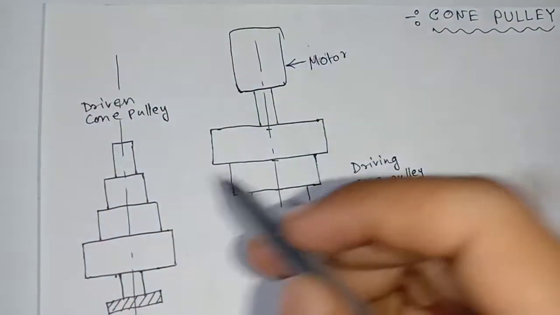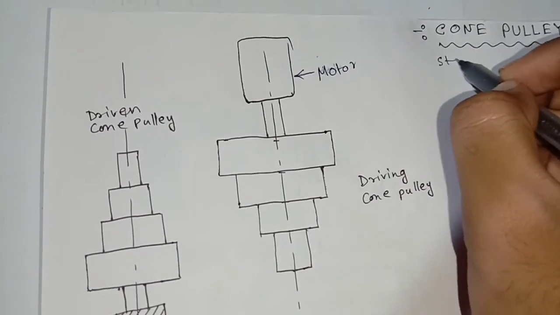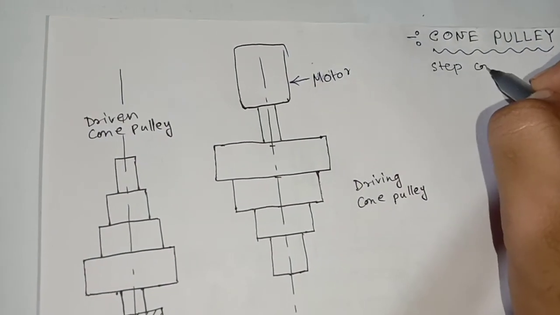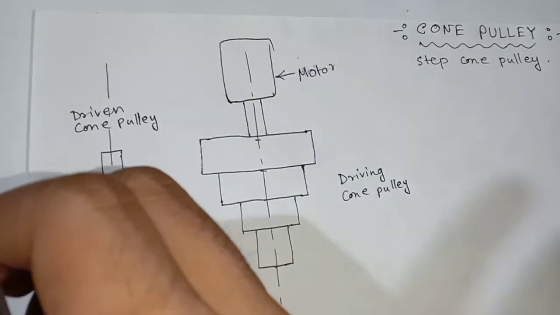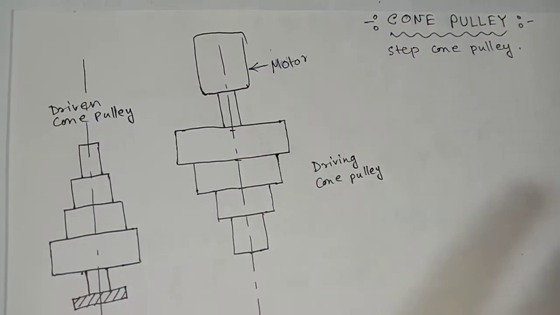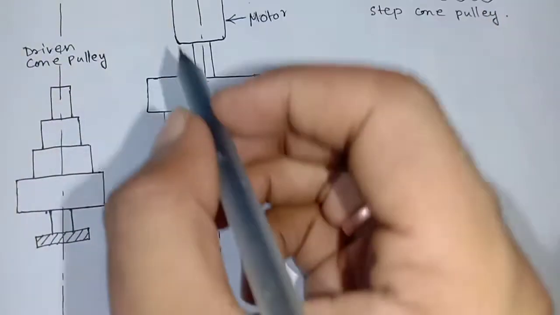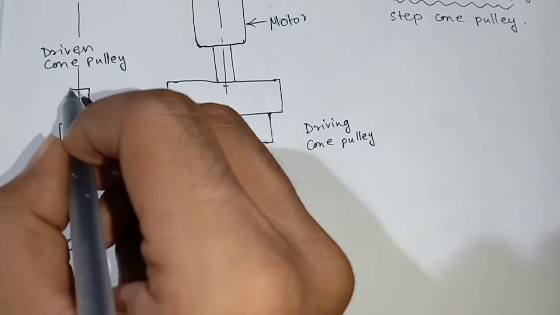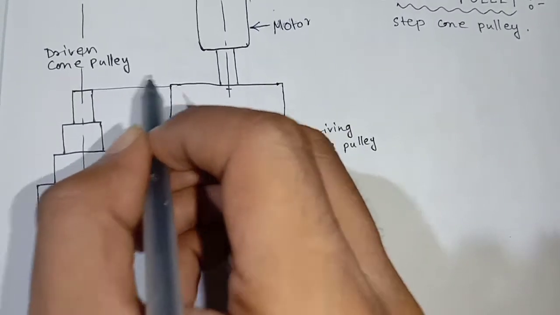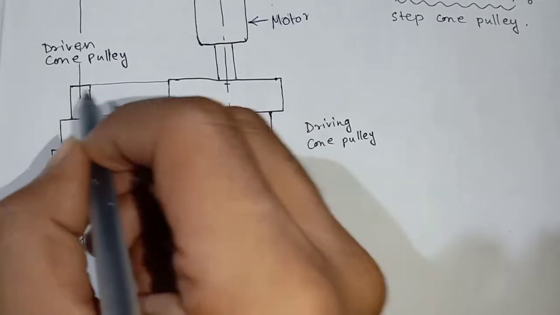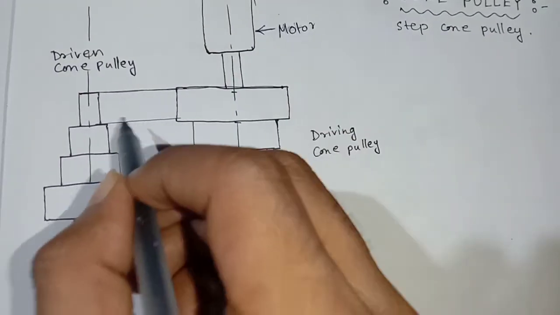This is also called step cone pulley. Okay, step cone pulley. Driven cone pulleys are driven by belt. This is the belt connected with the driving cone pulley.